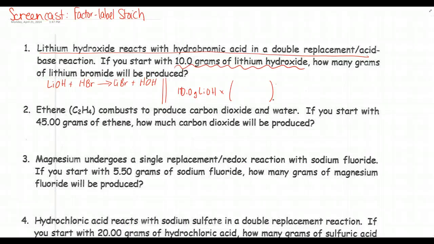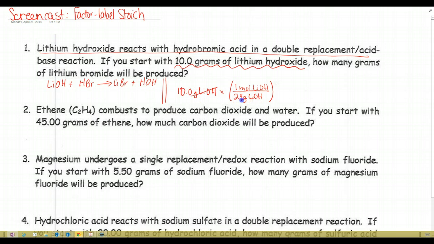So the first thing I need to do is convert grams lithium hydroxide to moles lithium hydroxide. I'm going to do that by using a conversion factor. I know that 1 mole of lithium hydroxide in grams is equal to 16 plus 7 plus 1, so 24 grams, and I got that from the molar mass off of the periodic table. So notice that now my grams of lithium hydroxide have canceled, and I've converted into moles.